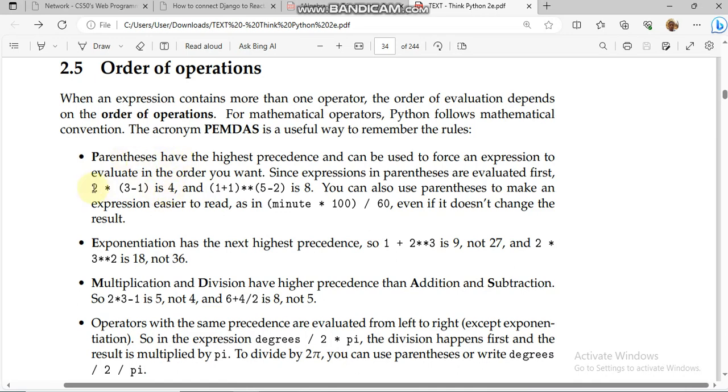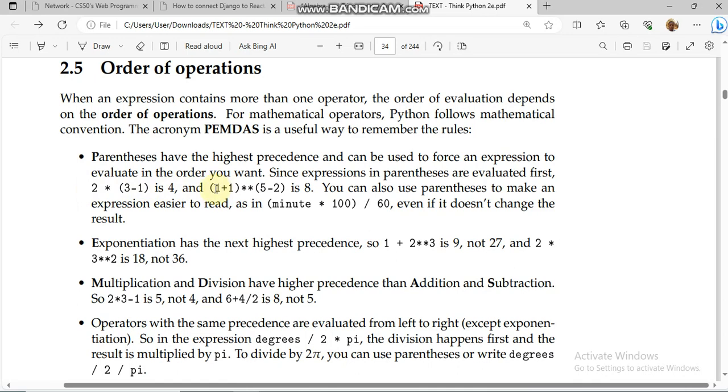Why is that? Because I'm saying 2 multiplied by whatever value this is computed to be, such as 3 minus 1, which will give 2, then 2 multiplied by 2 will return 4. But let's say for instance I don't have this parenthesis there, it will just say okay, 2 multiplied by 3, which is 6, then minus 1, which will return 5, which is not what I want.